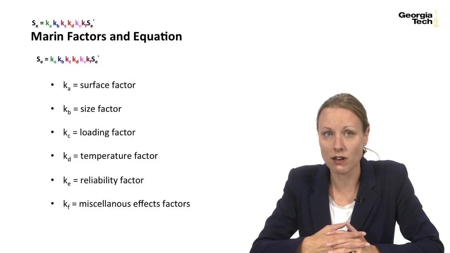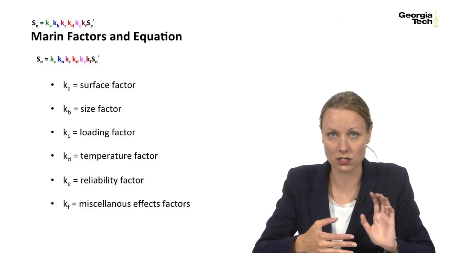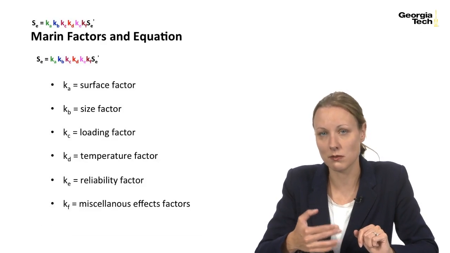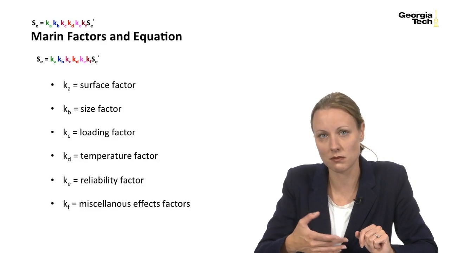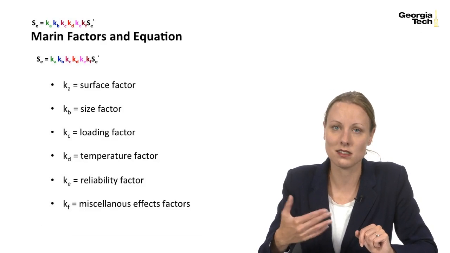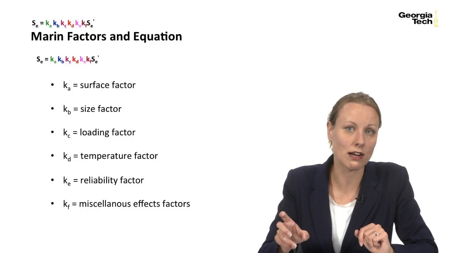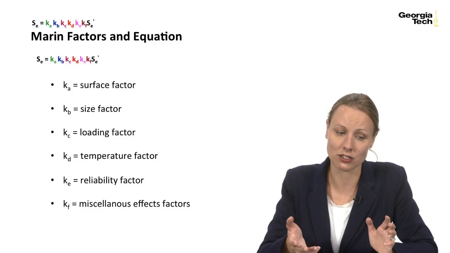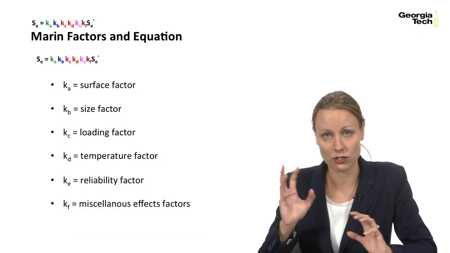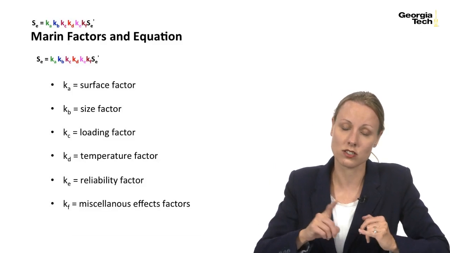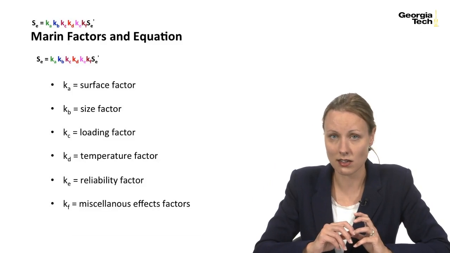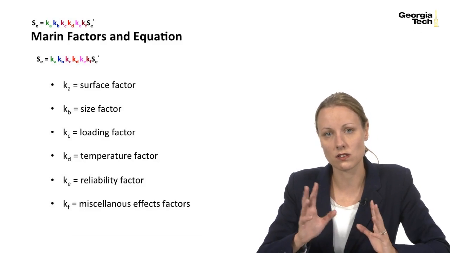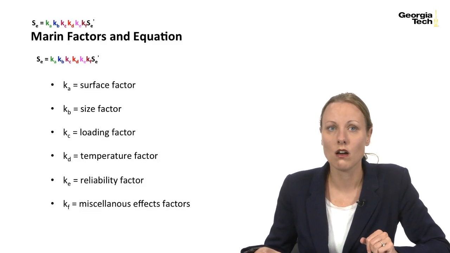There are a number of Marin factors, and you can see your actual endurance limit for your operating conditions, Se, is equal to Ka times Kb times Kc times Kd times Ke times Kf times Se prime, which is the endurance limit that you found in testing in pristine conditions. All of these Marin factors account for differences that could occur from testing to operation, such as differences in surface finish, in size, in loading, in the temperature, the reliability, and then there's this miscellaneous effects factor.